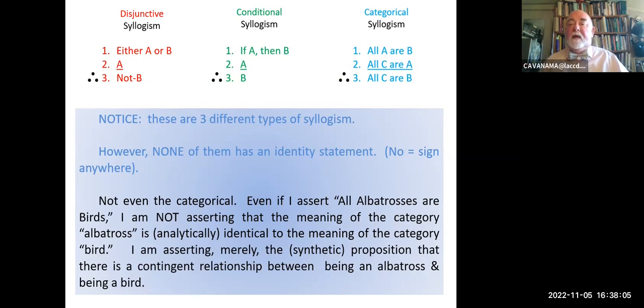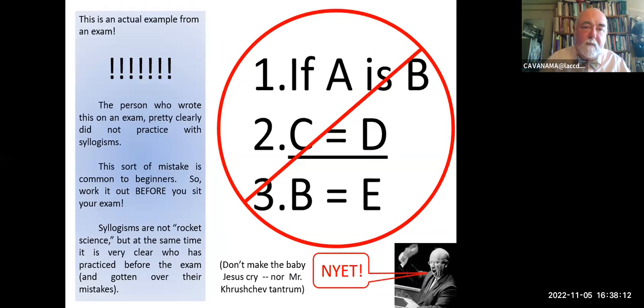Now, it may sound kind of simple or maybe even silly or stupid to say this, but here's why I say it. It's an example from an actual exam. Please do not find yourself in this situation. If A is B, C equals D, B equals E. What does that mean? This is clearly done by someone who has glanced at the page, maybe paid a little attention to the lecture, but has not worked through pencil and paper syllogism. Work through the syllogisms with pencil and paper, and you will eliminate this kind of mistake.